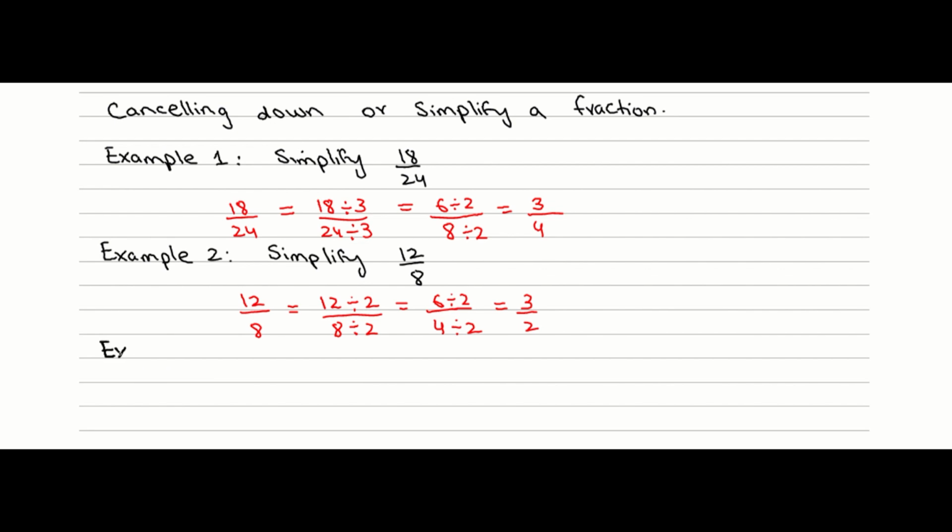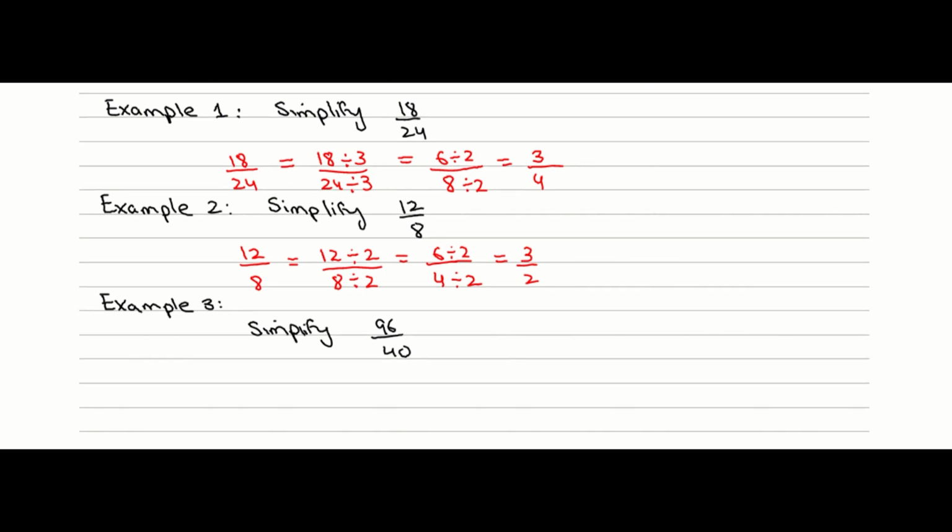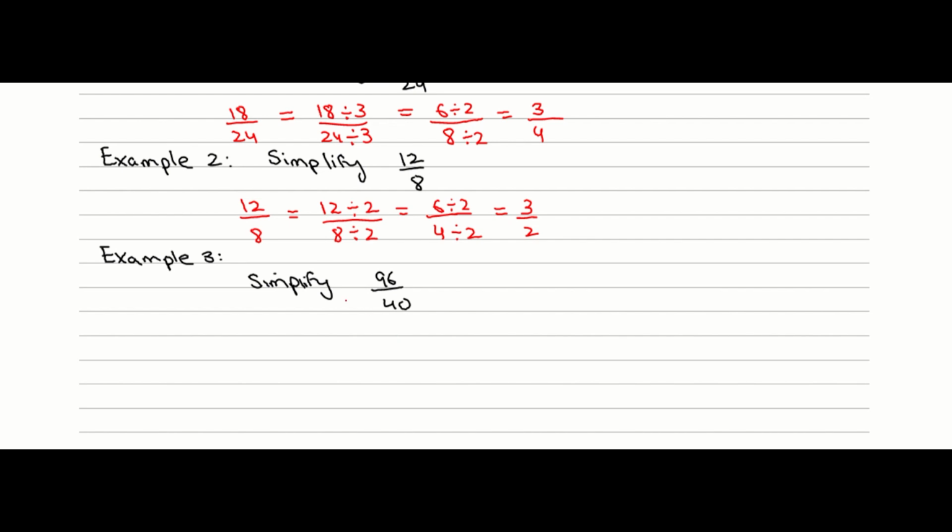Let's try one more example. Simplify 96 over 40. When we are going to simplify 96 over 40, we will start from the smallest table. So we can divide 96 by 2. We have the numbers 96 and 40 and we can divide 96 by 2 and we can divide 40 by 2 as well. So 96 by 2 gives you 48 and 40 divided by 2 gives you 20.